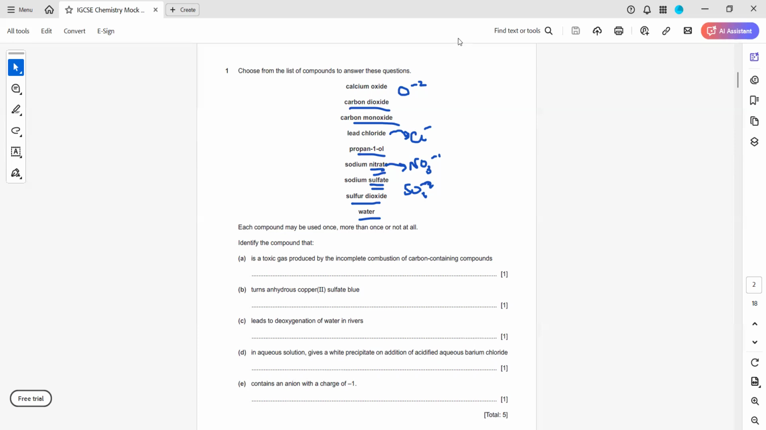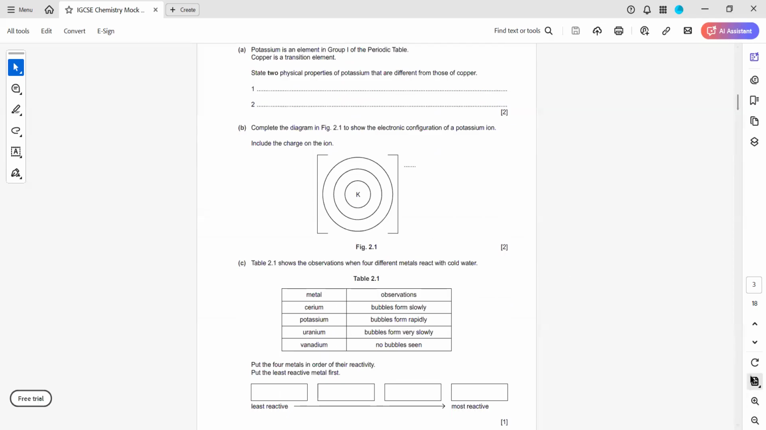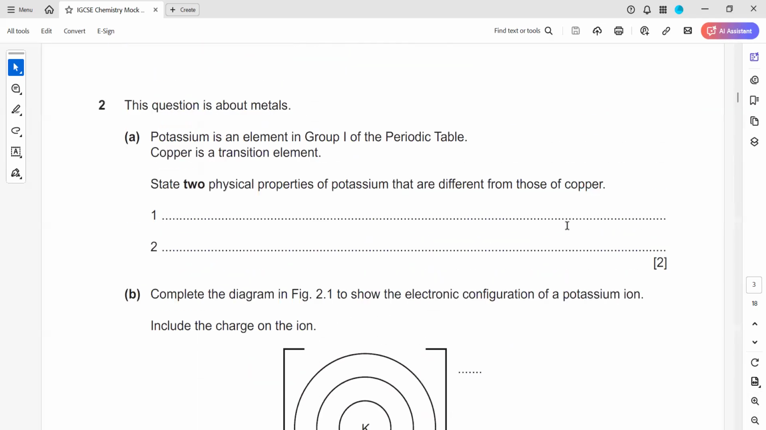So it is acceptable. This is a mock 1. Where is your notebook and everything? Okay, this is mock set 1, paper 4.